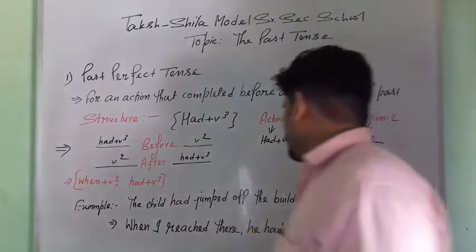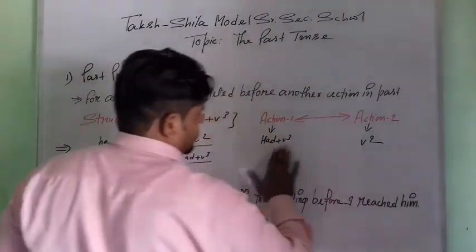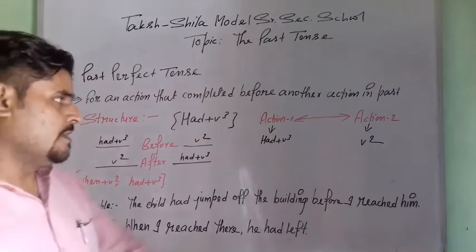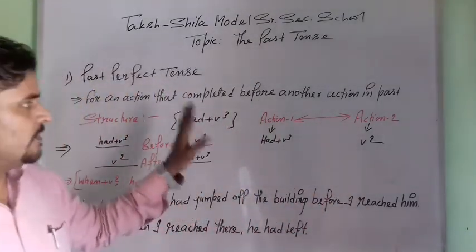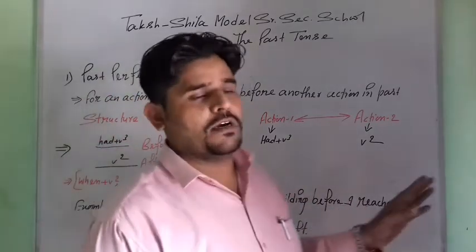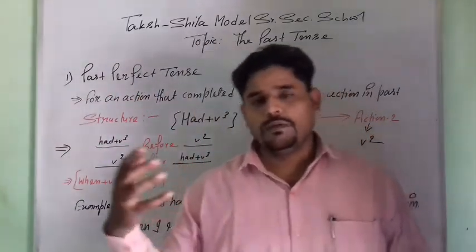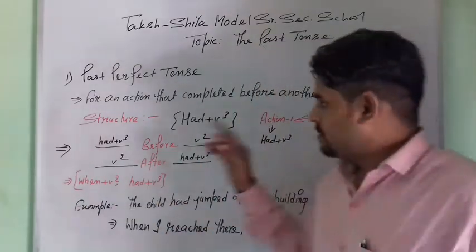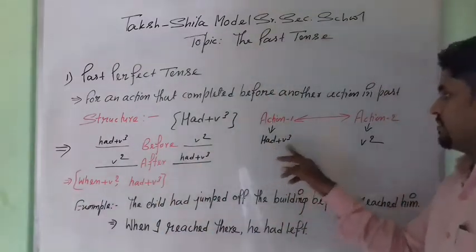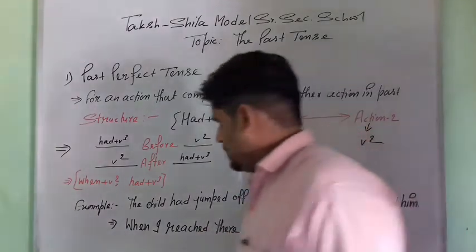आई रिपीट, द एक्शन विच टुक प्लेस फर्स्ट, with this action we use what? We use past perfect tense, and the action that took place after this we use second form, means simple past tense, past indefinite. So जब दो एक्शन पास्ट में हुए उस सेंस में हम दो टेंस को यूज करते हैं, पास्ट परफेक्ट भी और पास्ट इंडेफिनिट भी. लेकिन जो एक्शन पहले होगा उसके लिए पास्ट परफेक्ट, जो बाद में होगा उसके लिए पास्ट इंडेफिनिट, राइट?